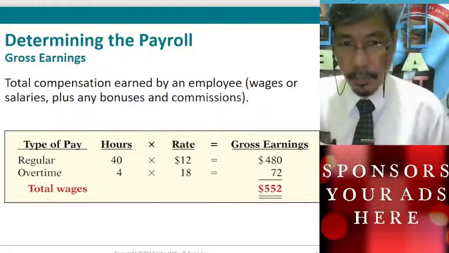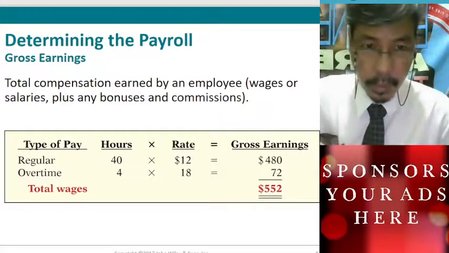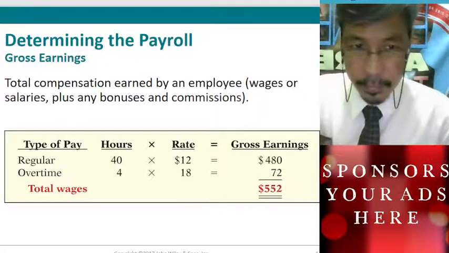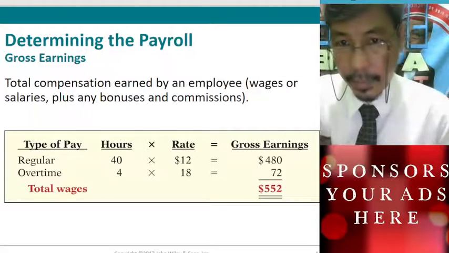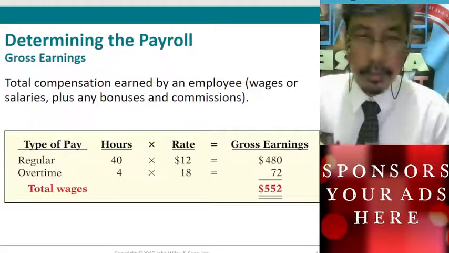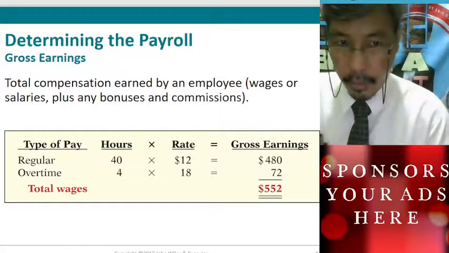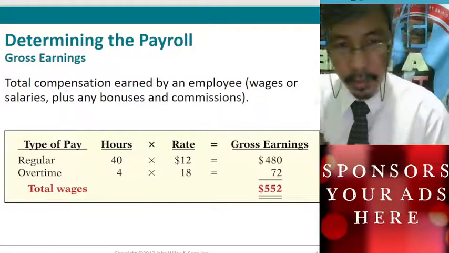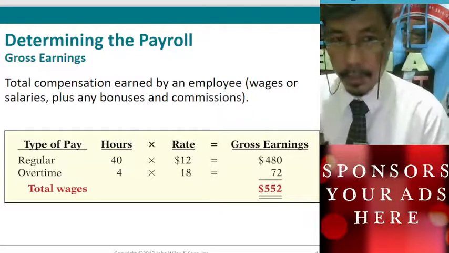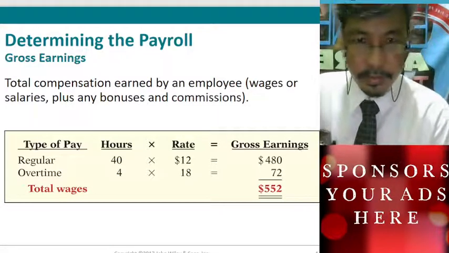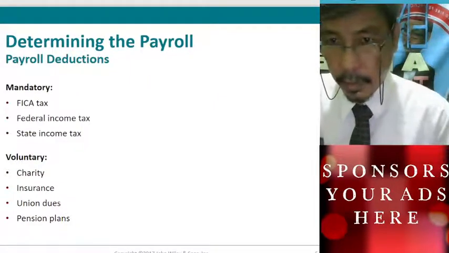For example, type of pay: regular, different from overtime, and you have the total. So your rate for overtime is of course higher than your regular rate. You can compute the number of hours, then the rate per hour, then the total. You have total wages. Okay, this is for wage earnings. So, determining the payroll.